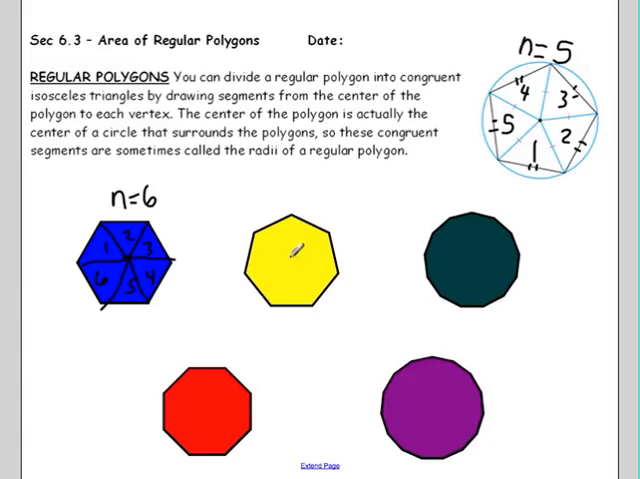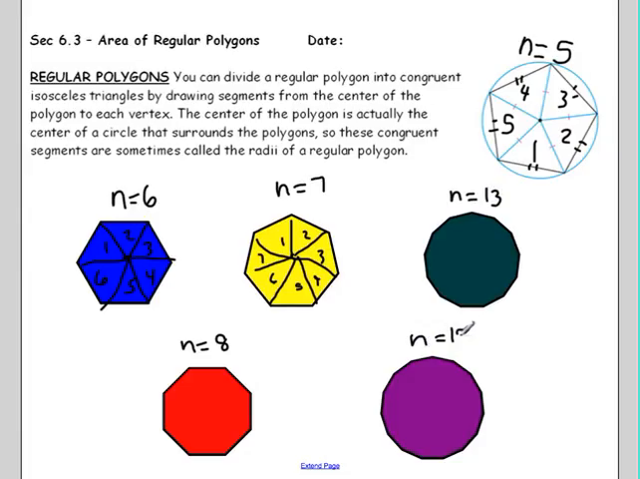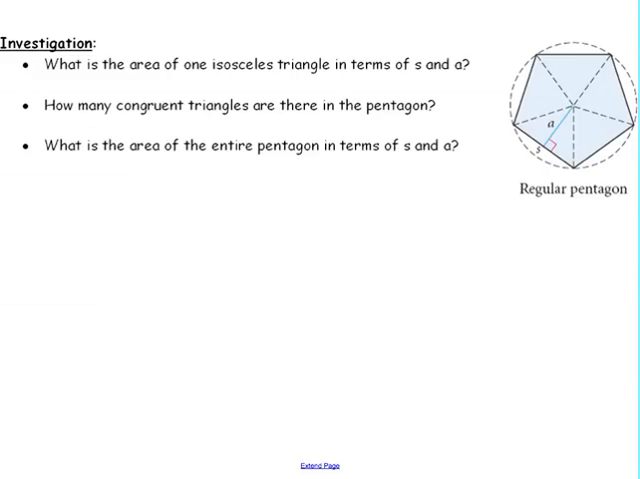Let's try this out with this, I guess this is called a septagon or a heptagon. 1, 2, 3, 4, 5, 6, 7. It has 7 sides and 1, 2, 3, 4, 5, 6, 7 triangles. So I'd be willing to make a bet that this octagon here is going to have 8 sides, that this 13gon is going to have 13 sides and 13 triangles, and this 15gon is going to have 15 triangles on the inside. Let's see how that might relate with what we're talking about. What's the area of one isosceles triangle in terms of S and A?